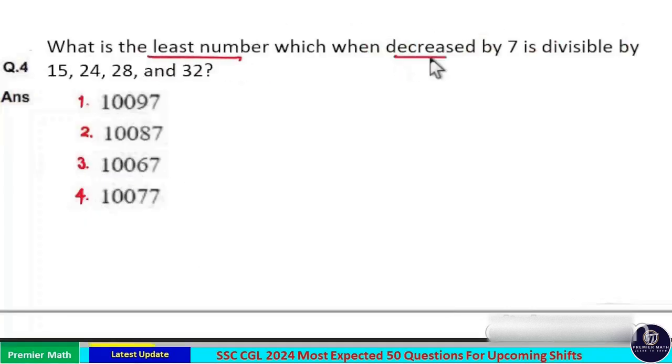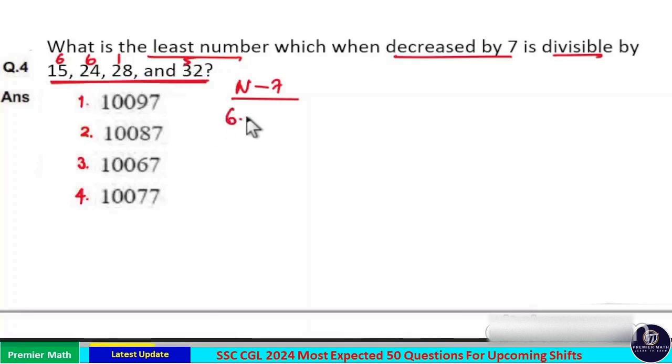What is the least number which when decreased by 7 is divisible by 15, 24, 28 and 32? Here you can use two methods. First one is the digital sum method. Take the number as n, which decreased by 7 means n minus 7 is divisible by these numbers. Now take the digital sum of these numbers. 1 plus 5 is 6, 2 plus 4 is 6, 2 plus 8 is 10, so 1 is the digital sum, 3 plus 2 is 5. Now multiply all these numbers: 6 into 6 into 1 into 5. 6 into 5 is 30, 30 into 6 is 180. So 1 plus 8 is 9, the digital sum in the denominator.